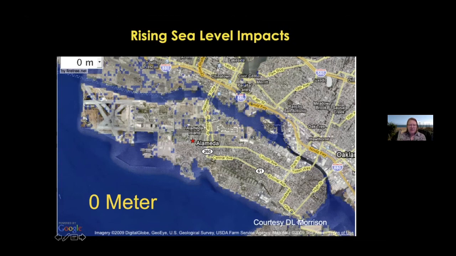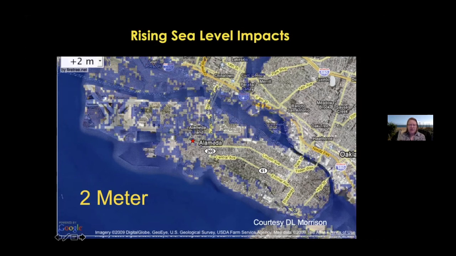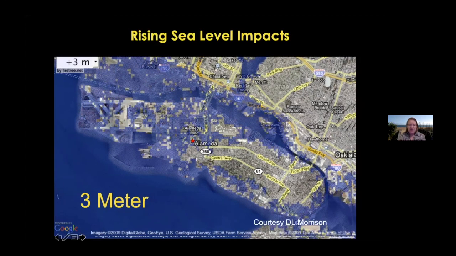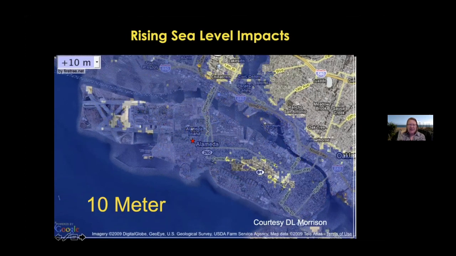And if you look at what would happen with sea level rise impacts, you can see after 1 meter of sea level rise, we're really inundated. 2 meters, 3 meters, 4 meters, 5 meters, we're practically underwater at 10 meters. So it's really important to us to be a model for leadership for climate change, climate reduction, and zero waste.